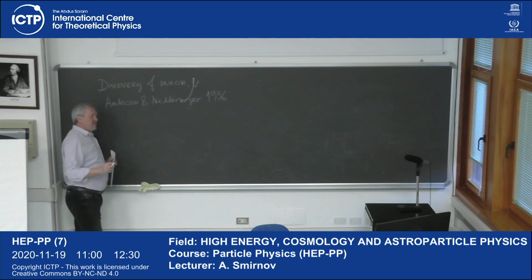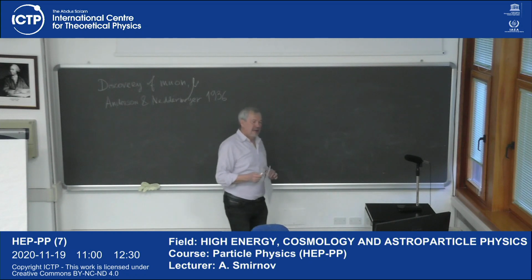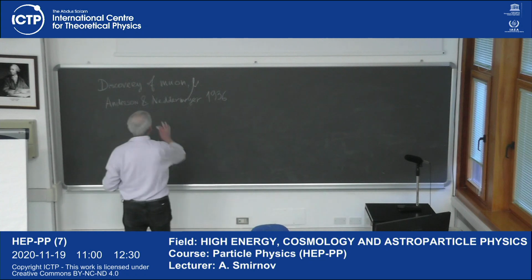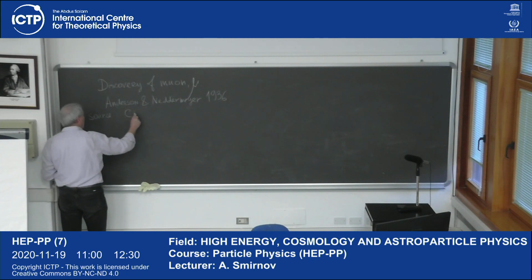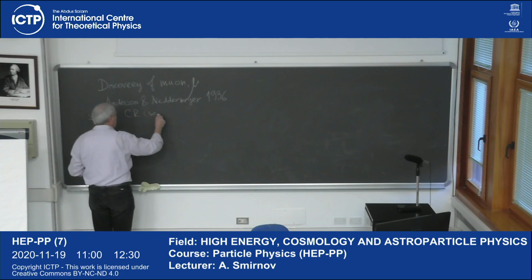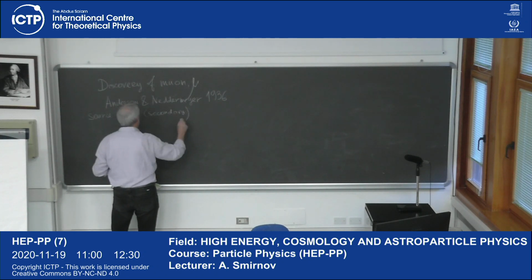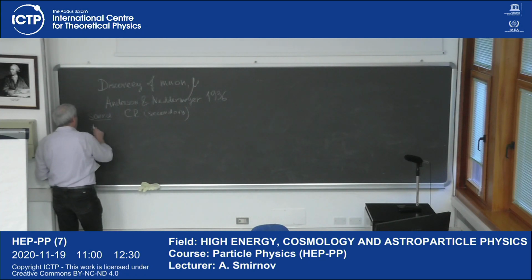By the way, I didn't mention before, but the source of the positron which Anderson discovered was the secondary of cosmic rays. Also here, the source of these new particles was secondary cosmic rays. The detector was again built in a cloud chamber.